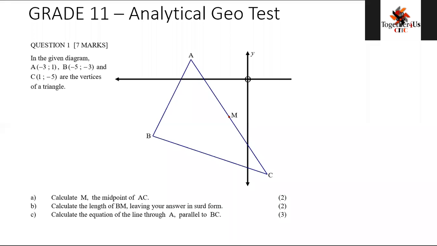Let's just go over the test that you had written, some corrections, what went wrong, and what can be done better, so that we avoid the same mistakes. Question one, guys, worth 7 marks. You are given a triangle with vertices A, B, C, and the coordinates are given. And it is indicated that the point M is the midpoint of AC.